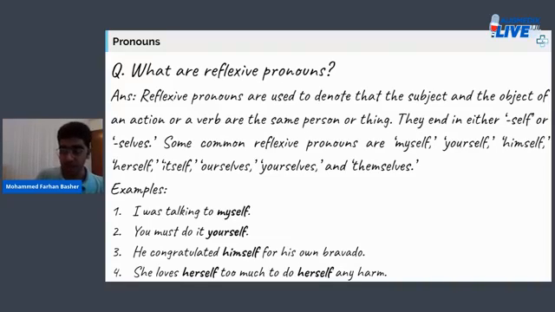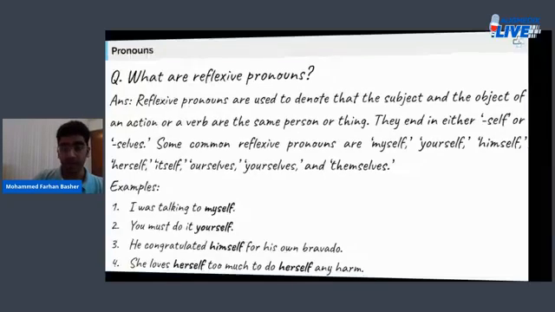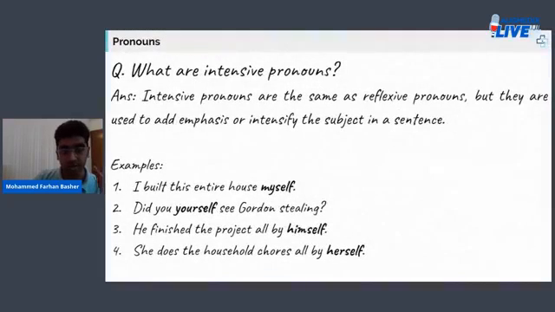He congratulated himself for his own bravado. Now he took an action, the action of congratulating. Now who did he congratulate? He congratulated himself, right? She loves herself too much to do herself any harm, right? So here, this person is taking some action, the action of loving. Now, whom is she loving? She is loving herself. So when you say herself, you mean that this action that she took is received by herself, right? No one else but herself. I hope I'm clear. If I'm not, please do post your questions in the comment section.